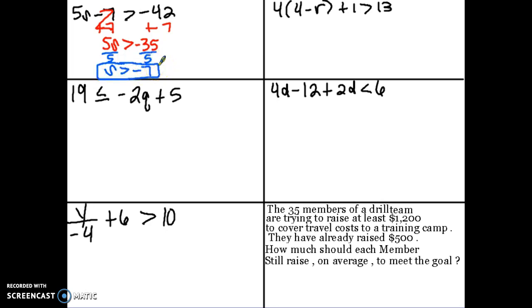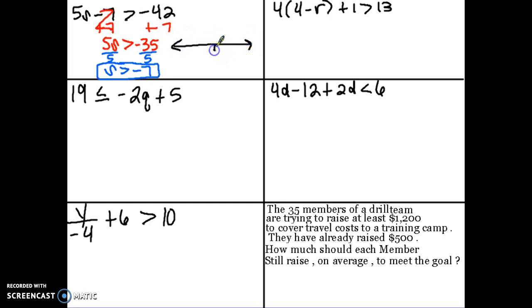If you multiply or divide both sides by a negative number, then you have to change the direction of the inequality symbol. Because I'm dividing both sides by a positive number, it's going to stay greater than. So now I graph this.